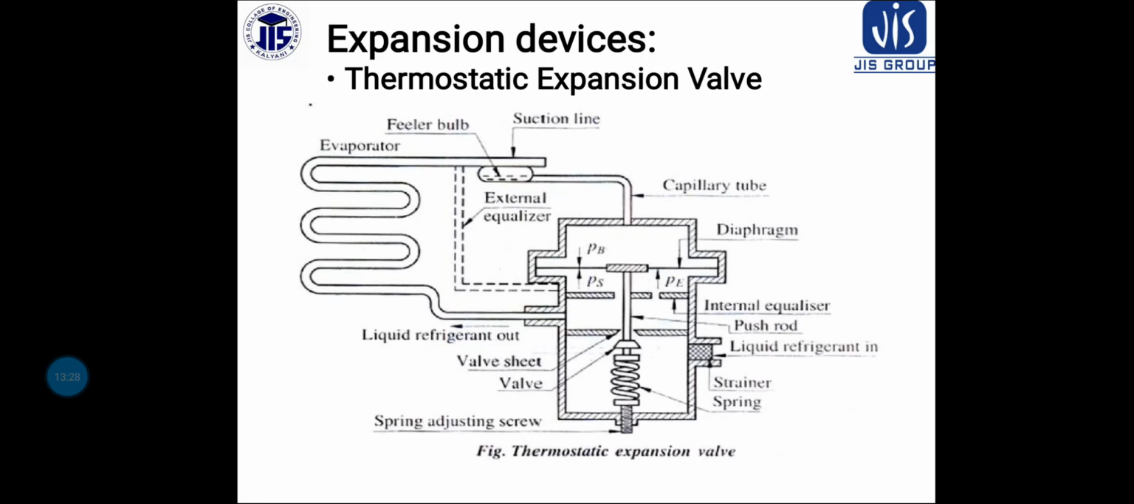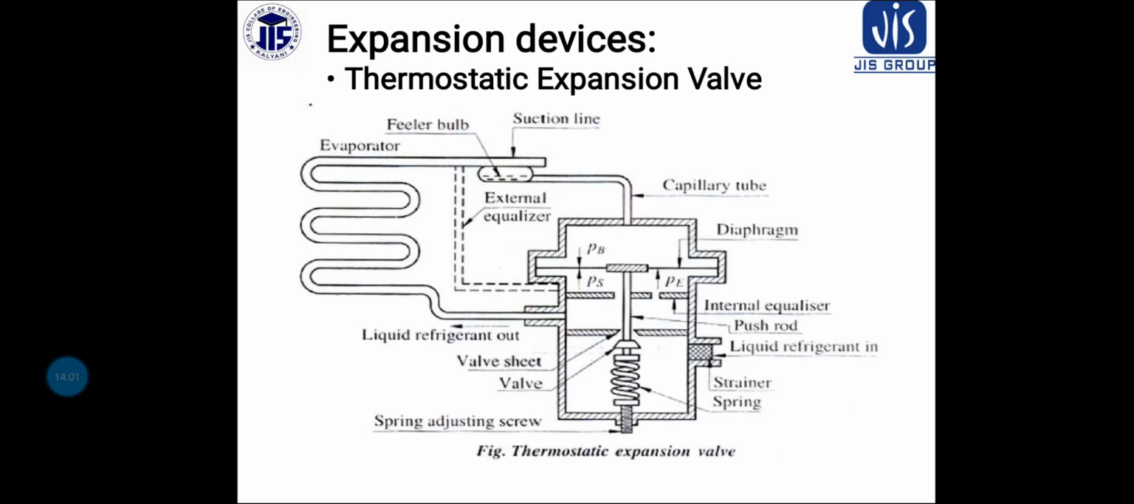The figure shows the thermostatic expansion valve. Most thermostatic expansion valves are set for 5 degree centigrade of superheat and are usually rated in tons of refrigeration. You can see here that in the case of the thermostatic valve, the filler valve is very important. The evaporator section is seen here.